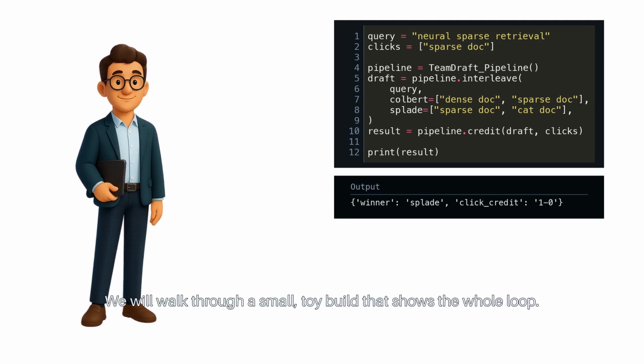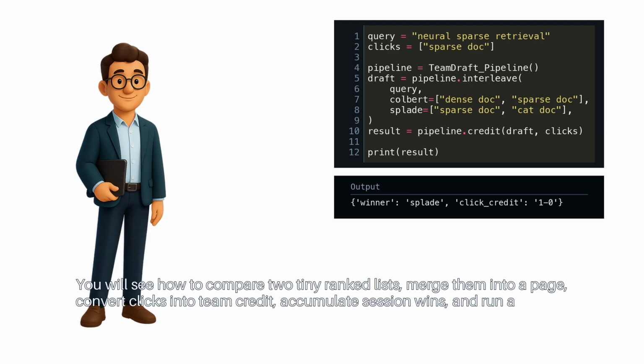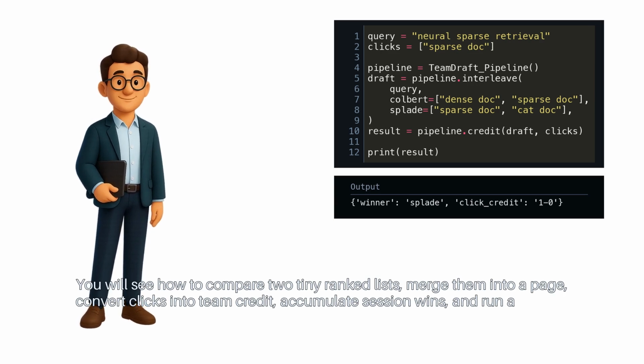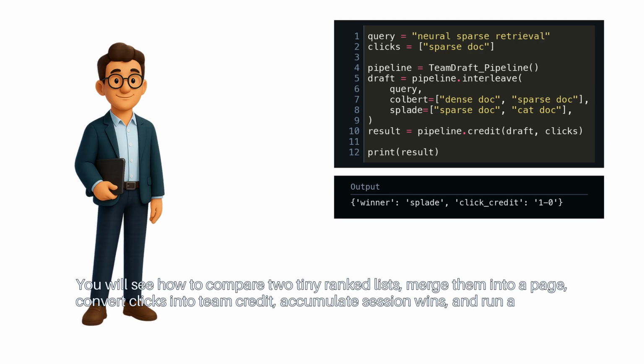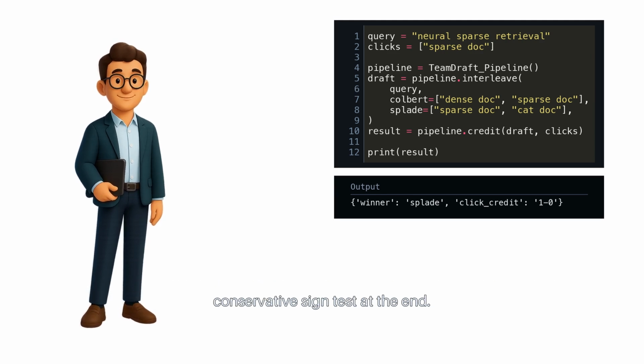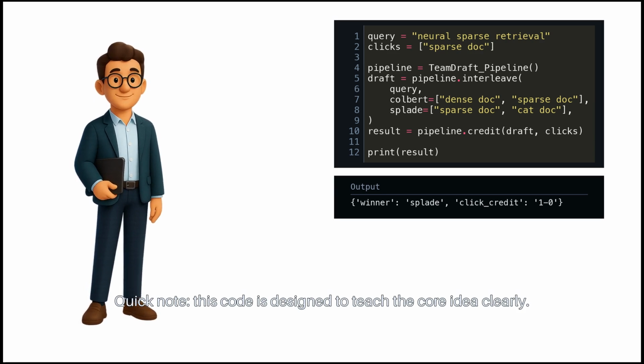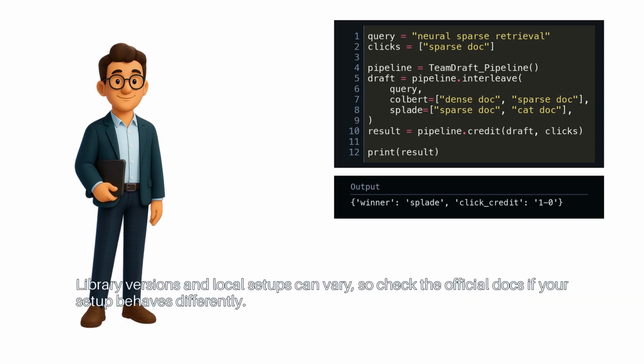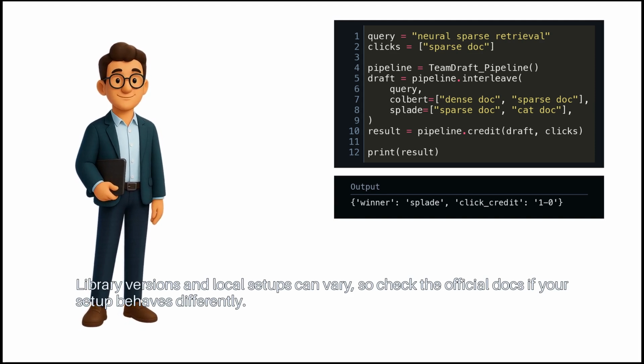We will walk through a small toy build that shows the whole loop. You will see how to compare two tiny ranked lists, merge them into a page, convert clicks into team credit, accumulate session wins, and run a conservative sign test at the end. Quick note, this code is designed to teach the core idea clearly. Library versions and local setups can vary, so check the official docs if your setup behaves differently.